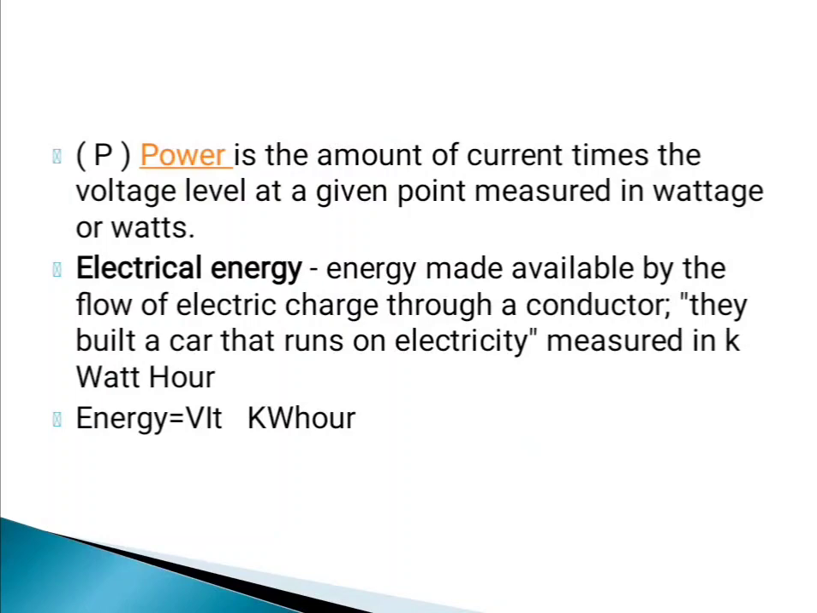Then lastly we discuss what is electrical energy. Electrical energy is the capacity to do work. It is usually defined as the capacity to do work. It is equal to the total work done in a particular time. Its unit is watt second. So energy is equal to V into I into the time t. The unit of electrical energy is the kilowatt hour.